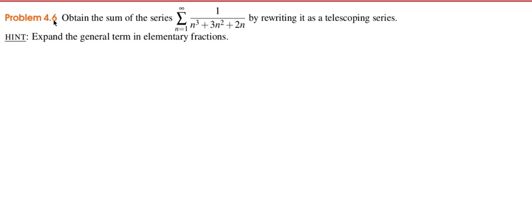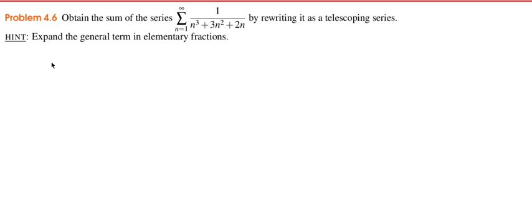Okay, so problem 4.6. Obtain the sum of the series sum from n equals 1 to infinity of 1 over n cubed plus 3n squared plus 2n by rewriting it as a telescoping series. Okay, so we're given everything. And the hint for this is to expand the general term in elementary fractions.